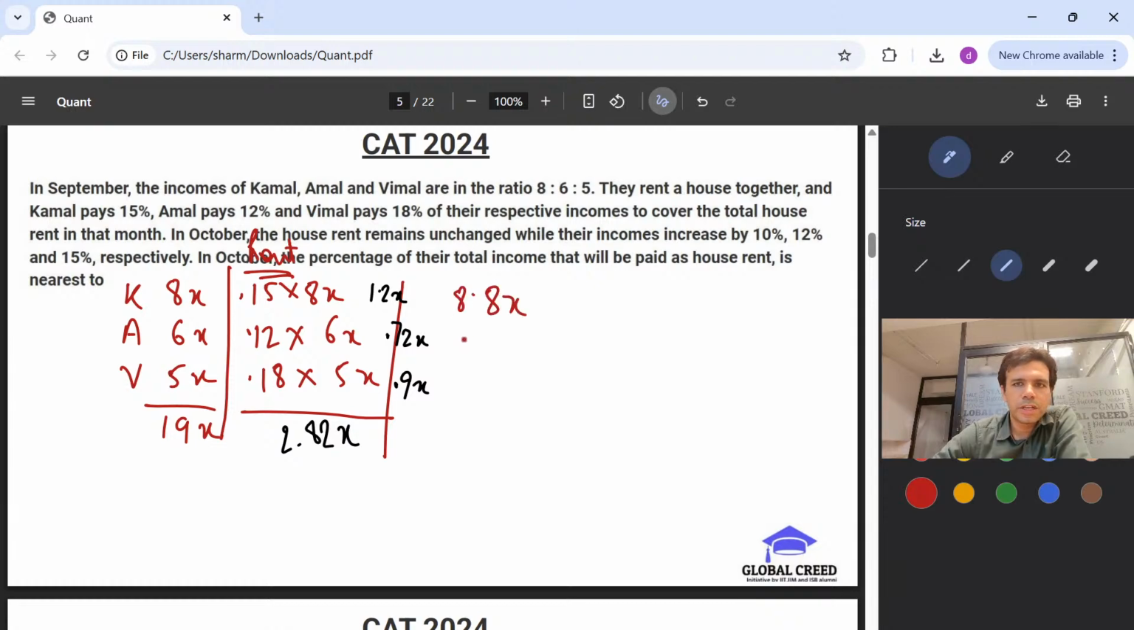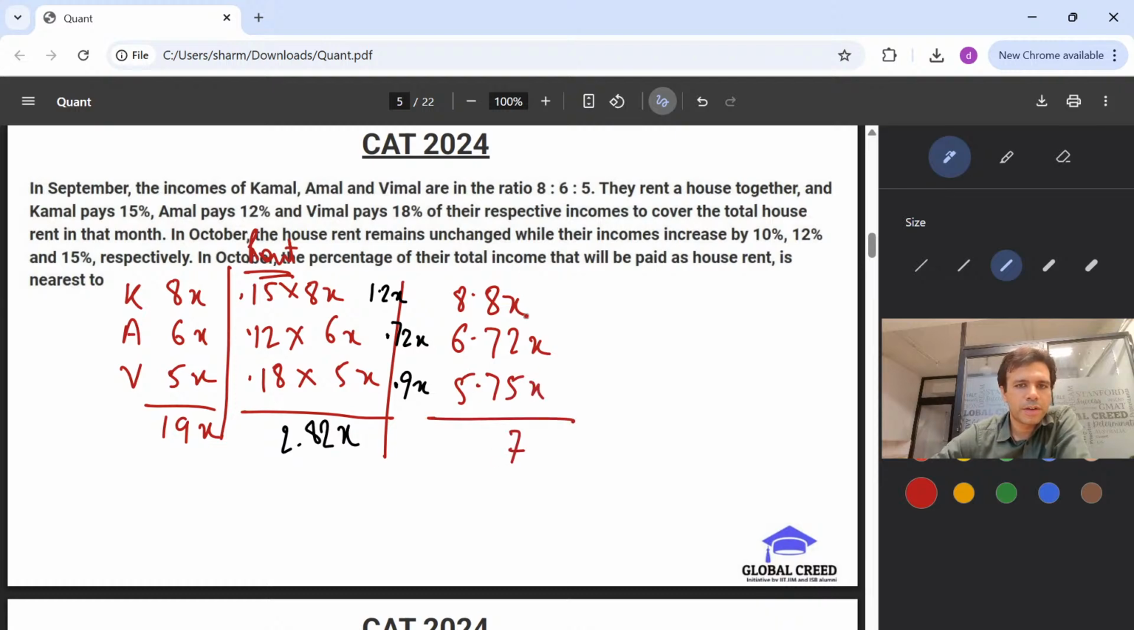Amal ki income will increase by 12%. So 12% of 6, which is 0.72, so 6.72x. And then finally, you have Vimal ka income, which is increasing by 15%, which will become 5.75x. ये इनकी total incomes हो गई.